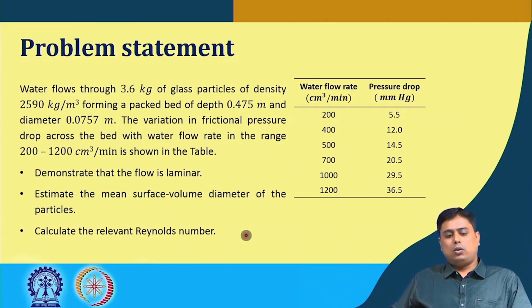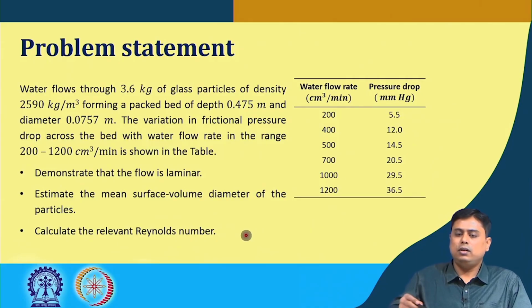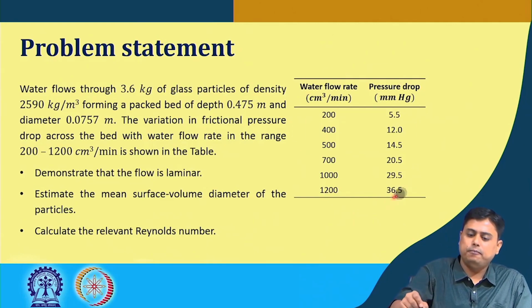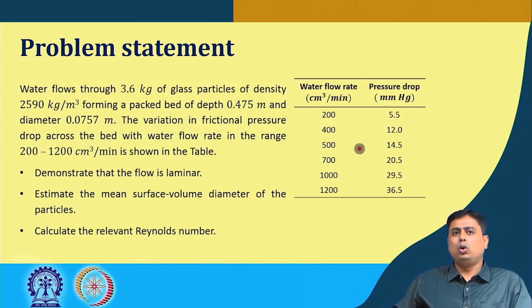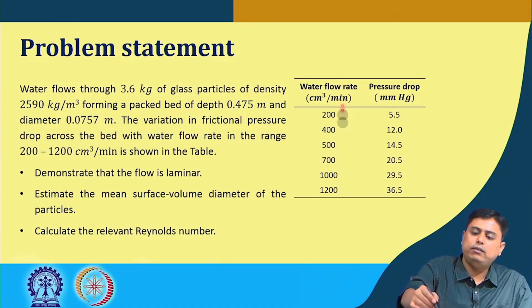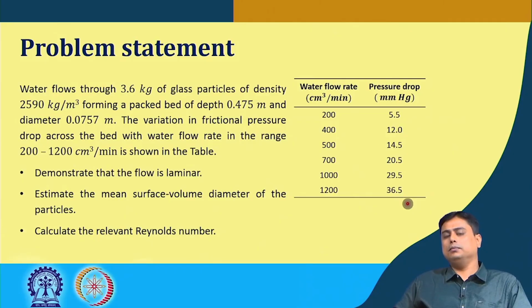The variation in frictional pressure drop across the bed with the change in water flow rate for a range of 200 to 1200 cc per minute is given in this table. We have to show that the flow is laminar, where this flow rate versus pressure drop data is given. We have to calculate the mean surface volume diameter of these particles, and we have to calculate the relevant Reynolds number.